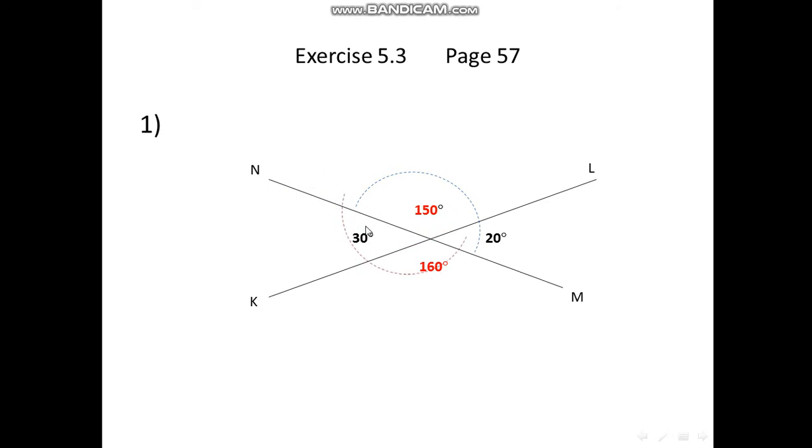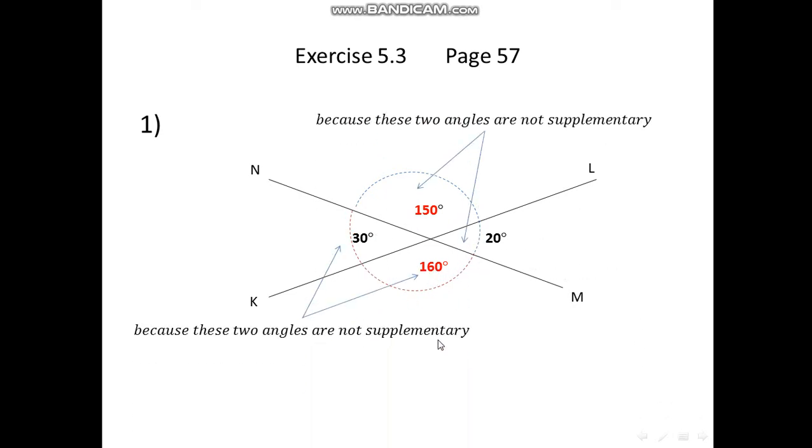And then we measure the red arc here. 30 plus 160, they make 190. They have to make 180. Why? Because this angle and this angle are two angles on a straight line, which is MN, the straight line, but they don't add up to 180. So we can say that because these two angles are not supplementary, Maha made a mistake here. She has to change this angle or one of these two angles. They have to be changed because two angles on a straight line are not supplementary. They don't add up to 180. This is the answer.